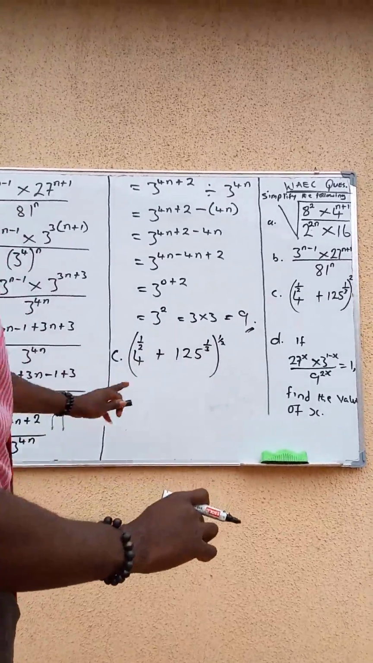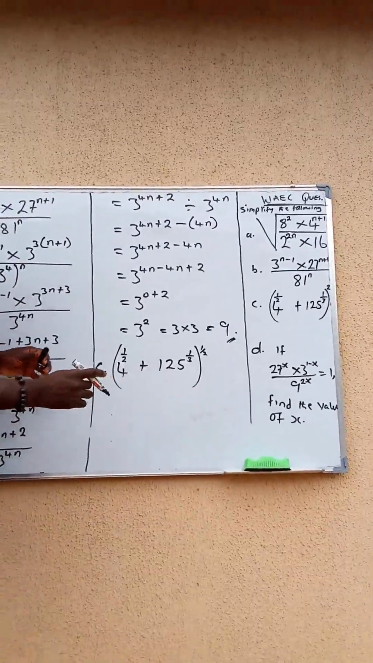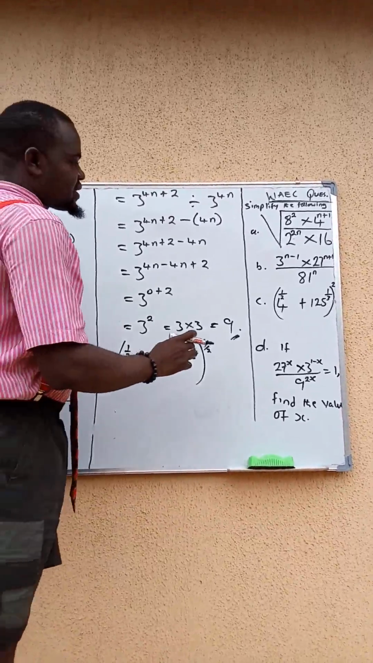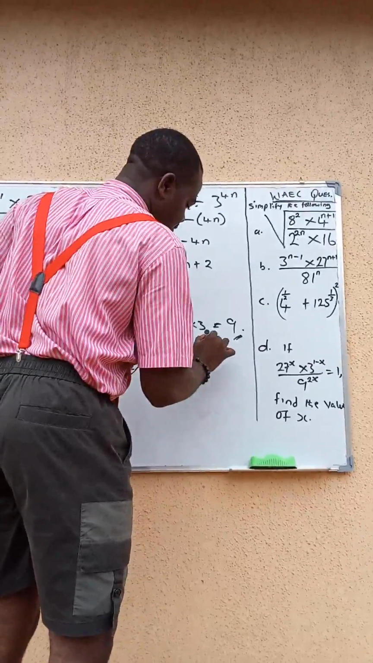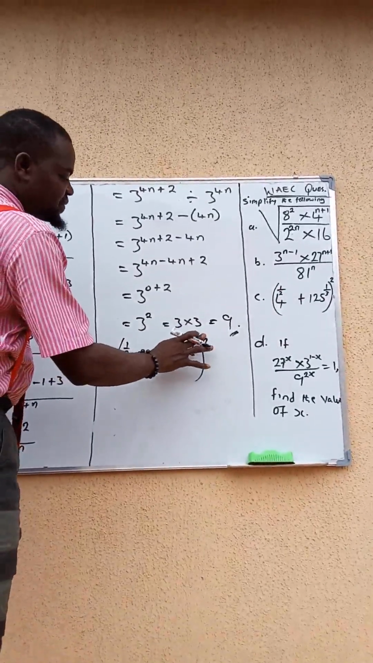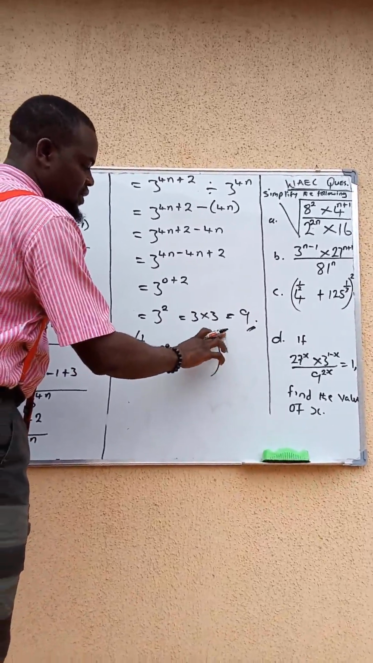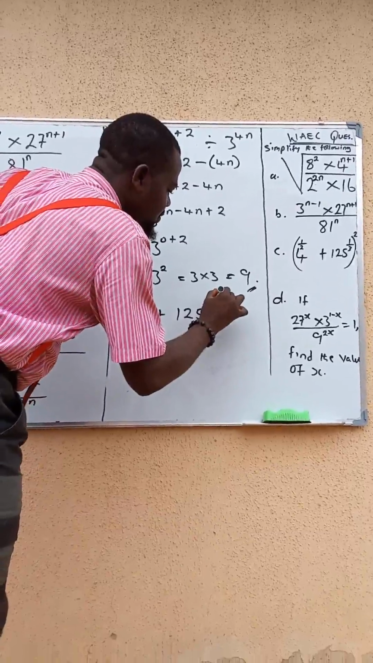Right? Now, in this case, you don't need to suffer yourself. Sorry, this is squared, not half. Squared. So in this case, you don't need to suffer yourself. This raised to the power of 2. Good.